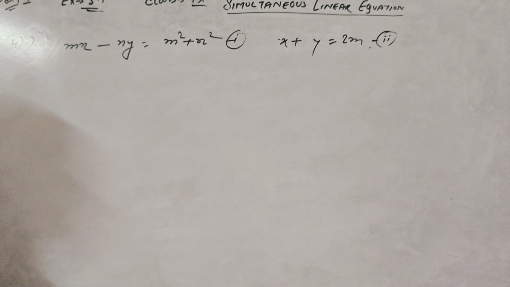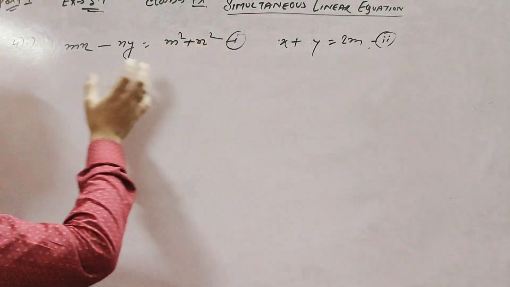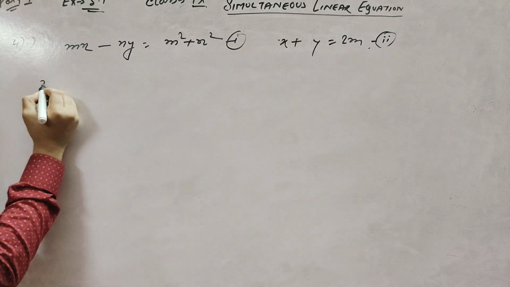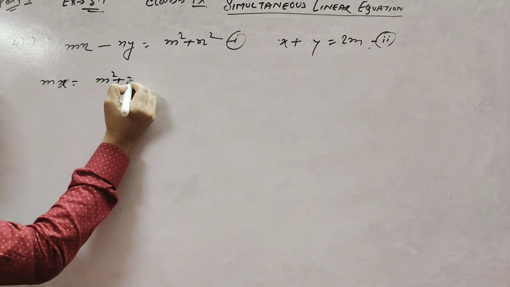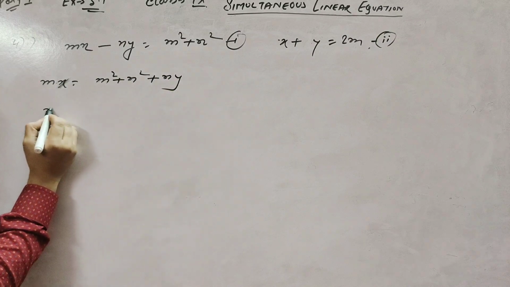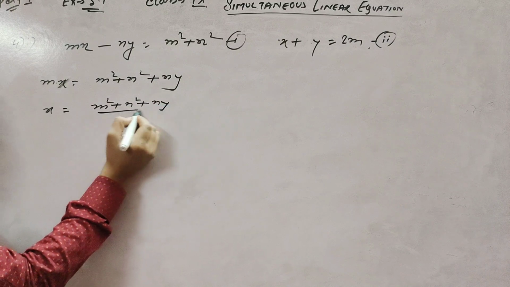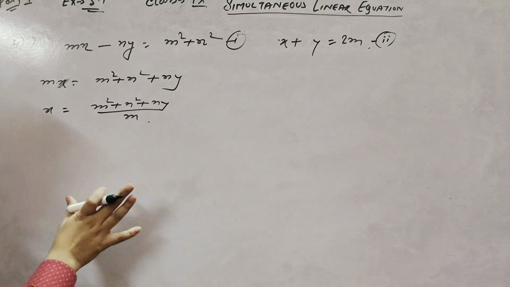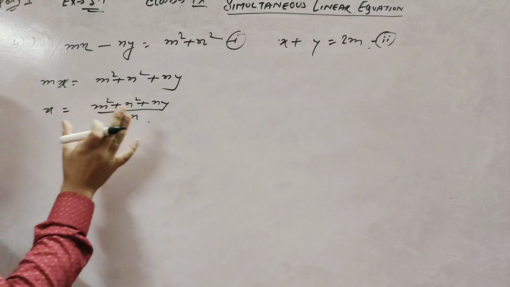First of all, you find the value of x. You can find the value of x from this side also and put it on this side. But we are doing it just by finding the value of x from here and putting it on this side. Okay. So mx equals to m square plus n square minus ny, going this side, that is plus ny. So x equals to m square plus n square plus ny. This m here is multiplied, so when m comes this side, that means divide. Okay, so we get the value of x.